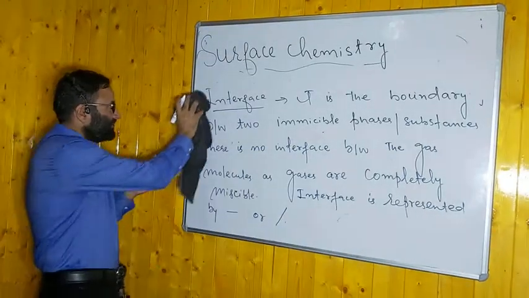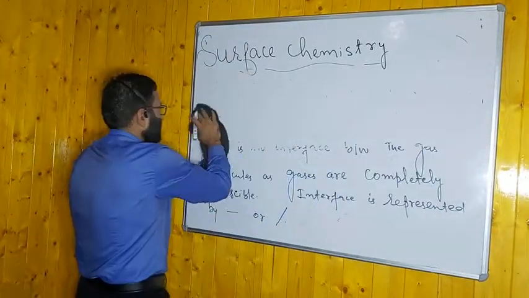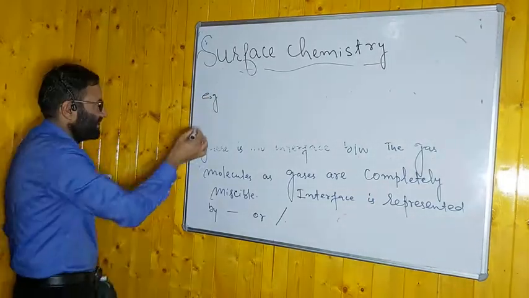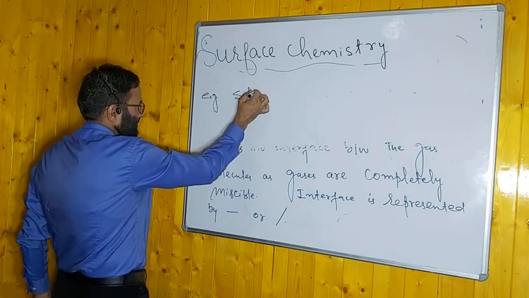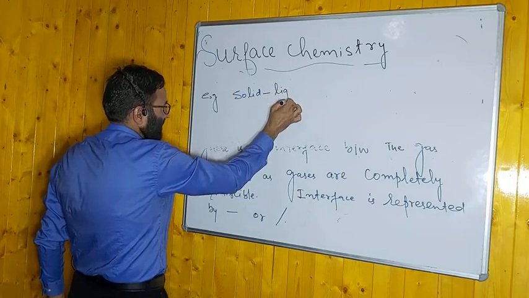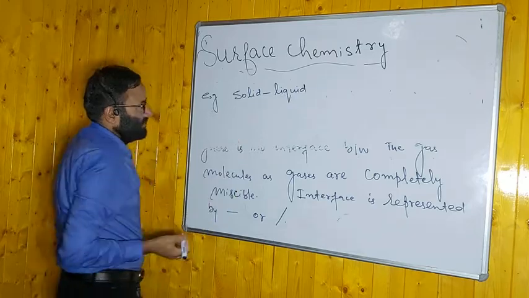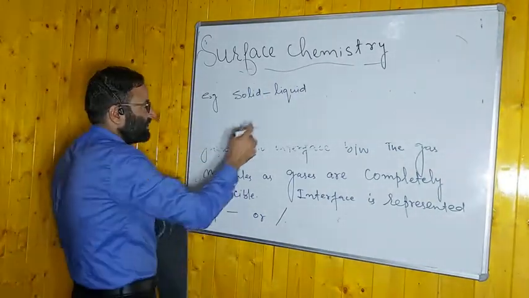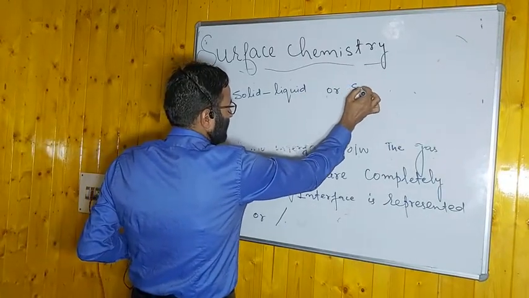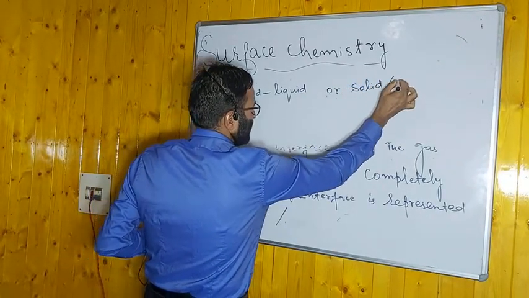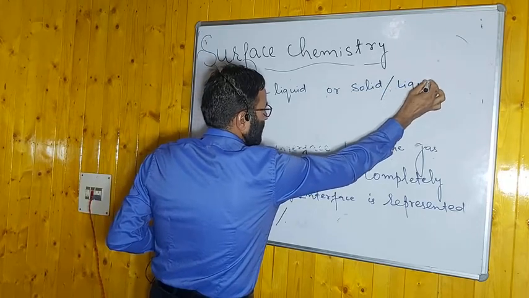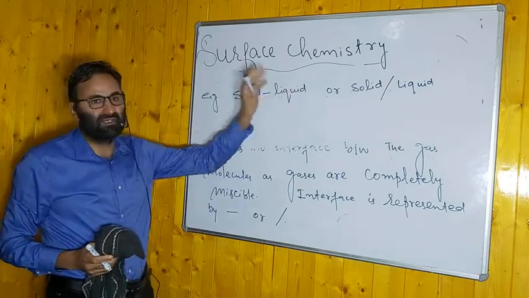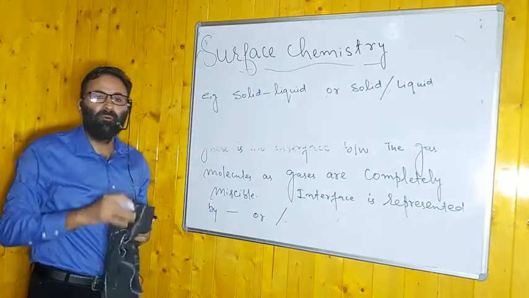For example, if you have solid stone in water, you have solid, and you can mention liquid. These two are immiscible. And this hyphen represents interface. Or you can also write it as solid slash liquid. It means that interface is represented by either a hyphen or a slash. Remember this one. Now, how can you define surface chemistry?